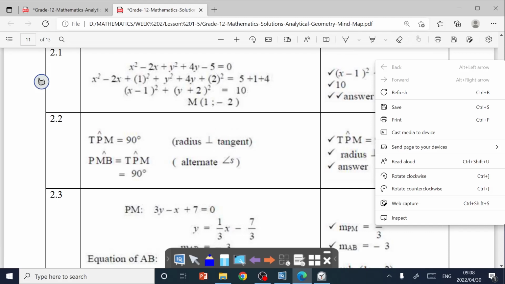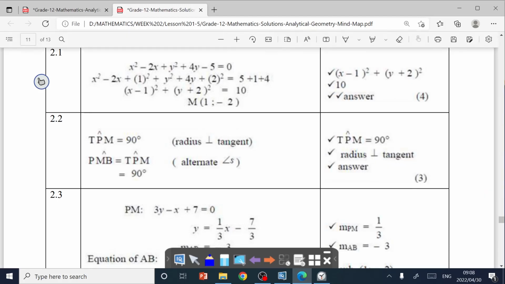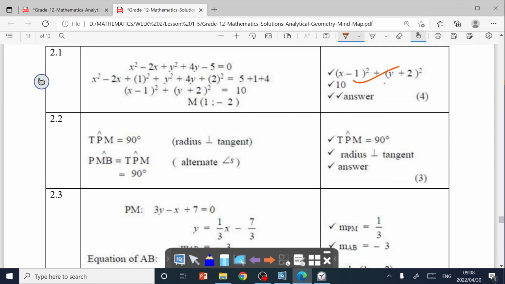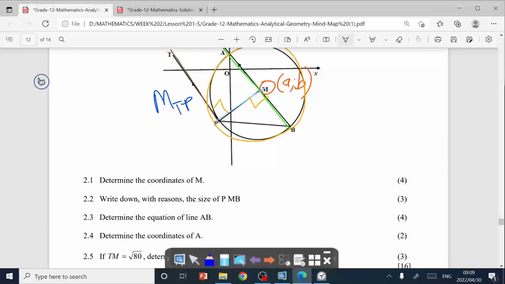In terms of marking, you get a mark for the squared 10. For 1, you get a mark. For negative 2, you get a mark. For completing the square, you get a mark for that. So that is out of 4. Can we proceed? Next question.